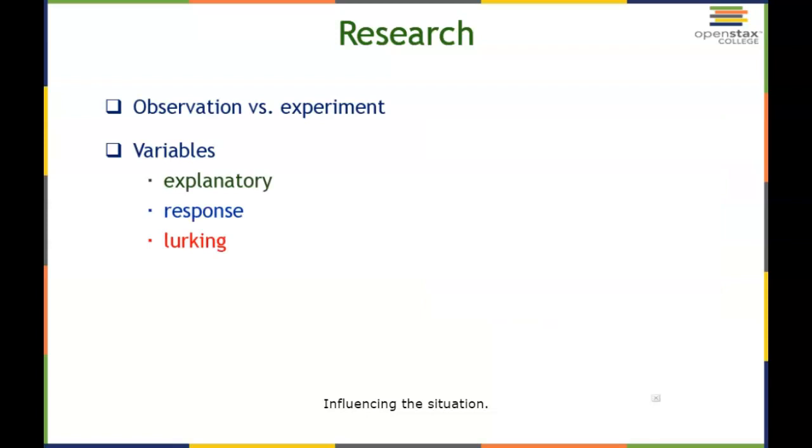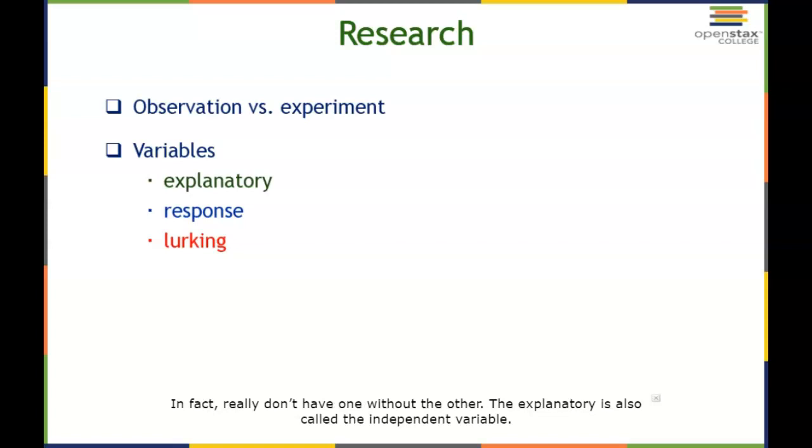We have three different types of variables. We have explanatory variables, response variables, and lurking variables. Explanatory variables and response variables go hand in hand. In fact, you really don't have one without the other. The explanatory variable is also called independent variable. And the response variable is called the dependent variable.